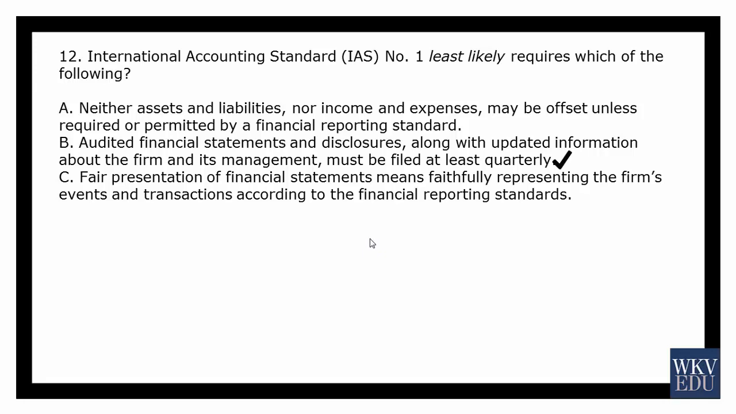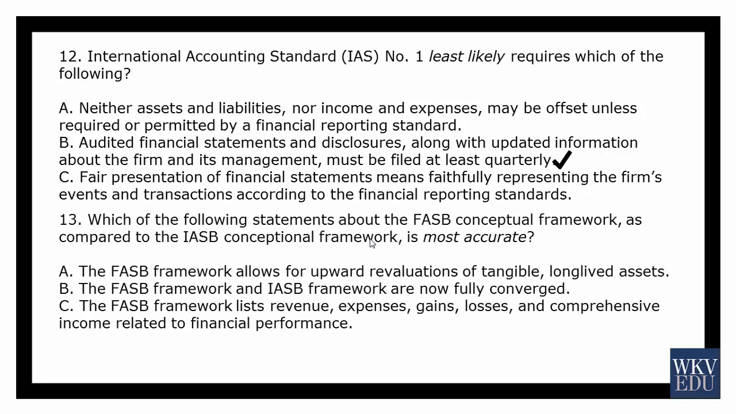It's least likely. Our last question. Pause the video, try the question. The FASB, which propagates US GAAP, lists revenues, expenses, gains, losses, and comprehensive income. The IASB, on the other hand, only lists income and expenses. Therefore, option C is the most correct option.